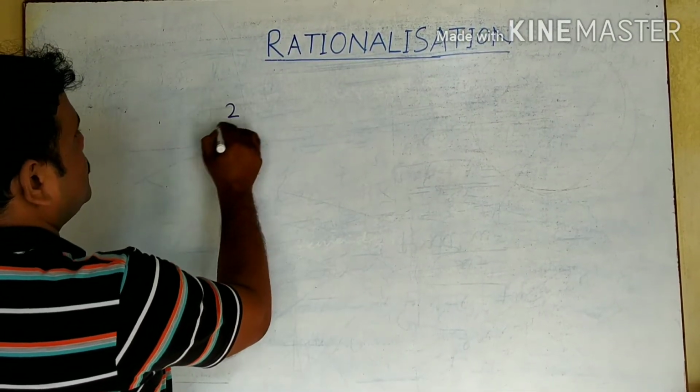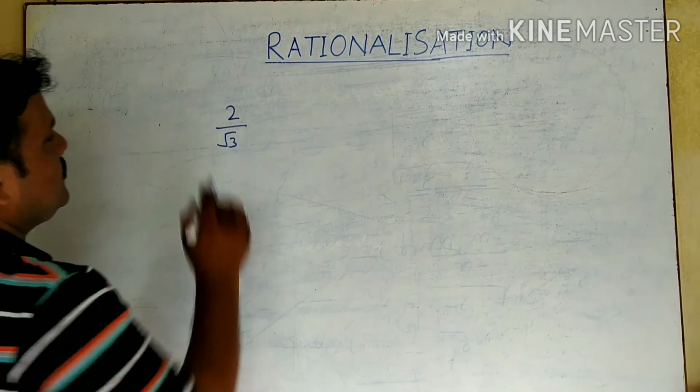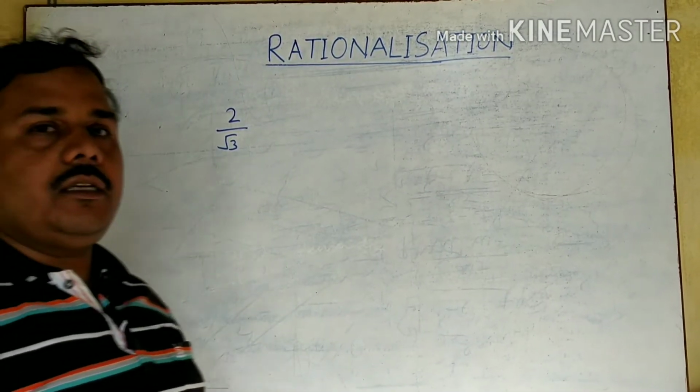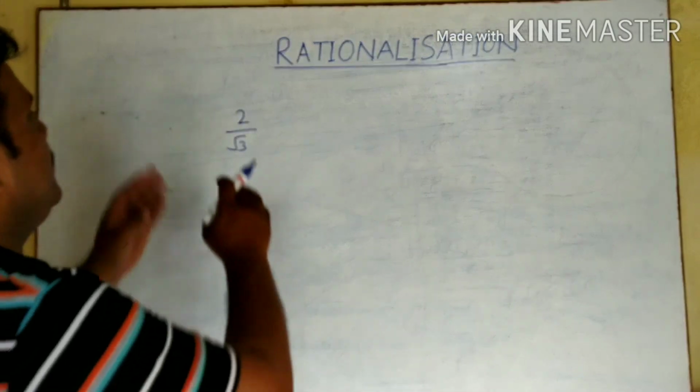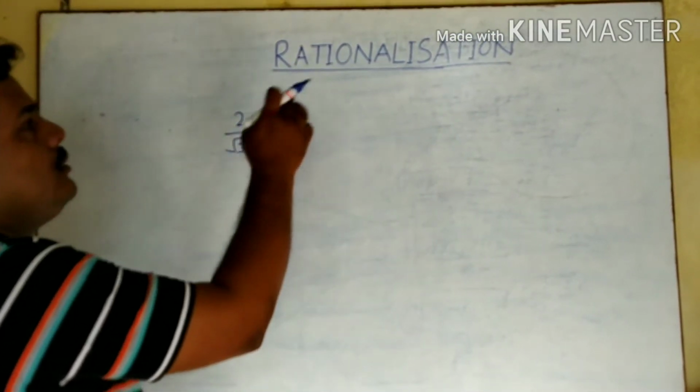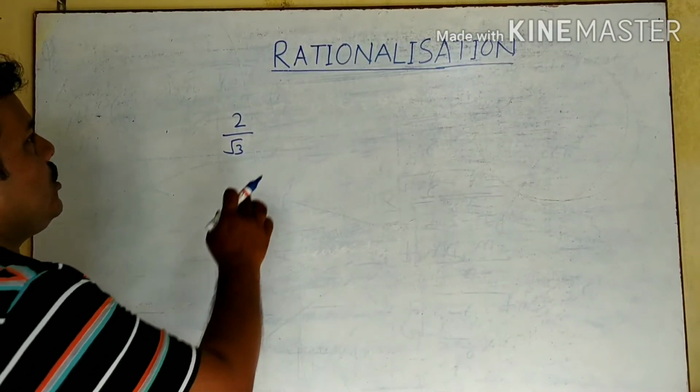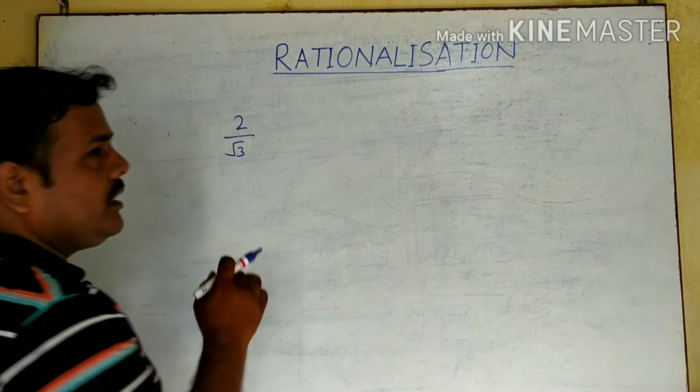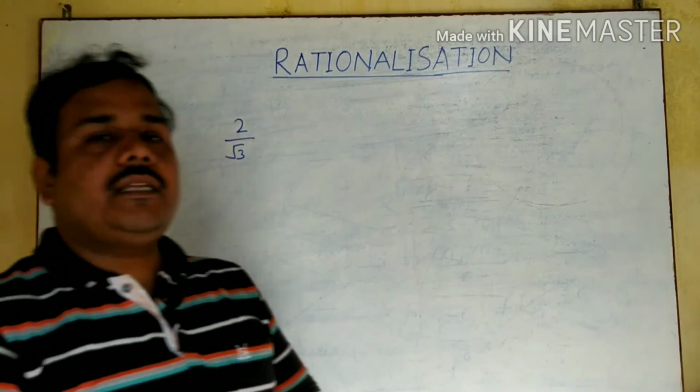Suppose 2 by under root 3. We know that under root 3 is irrational. So converting this number to a rational number, that is called rationalization. And here we will use the rationalizing factor.